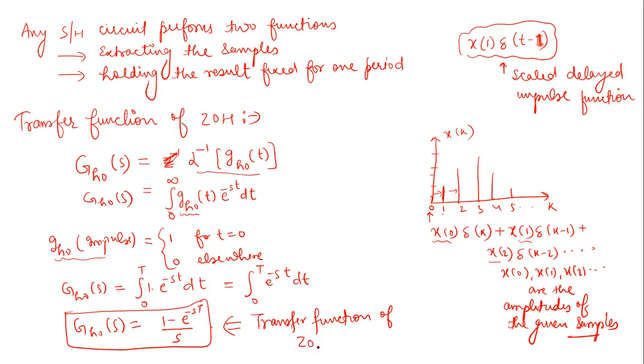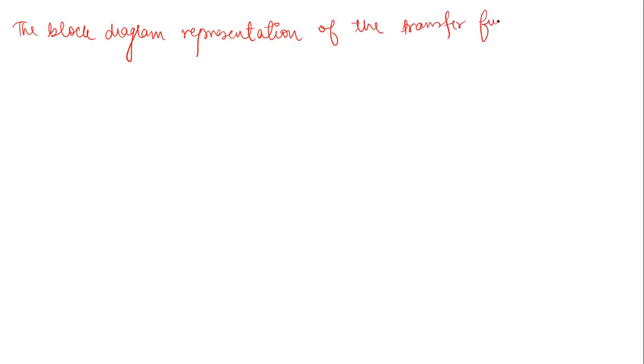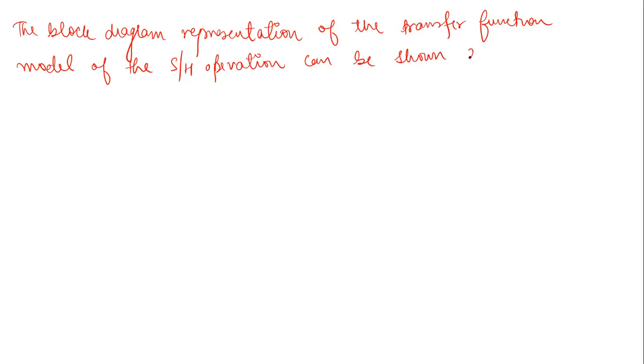Of zero order hold, right? Now, if we have to represent this whole process of sample and hold, the block diagram representation of the transfer function model of the sample and hold circuit or operation can be shown as, so we have an analog signal XAT.